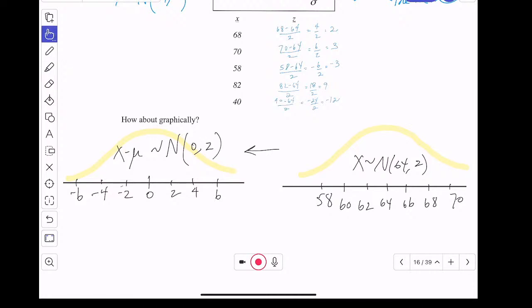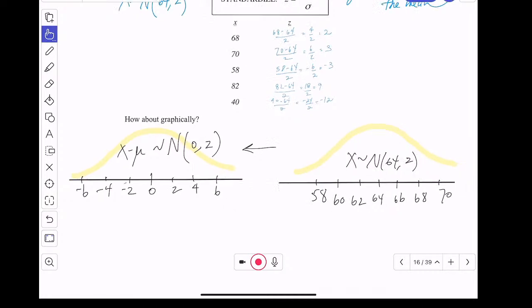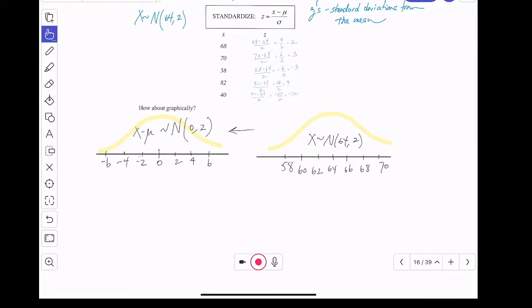Now, how do I convert that into a standard normal? I would have to divide every single value, and that means everyone in between, but I'm just showing you for the drawing's sake. I divide every single value by 2, so I convert them into standard deviations from the mean.